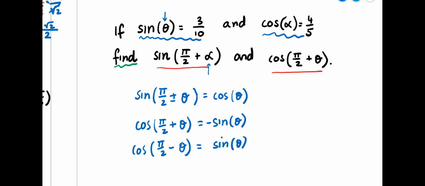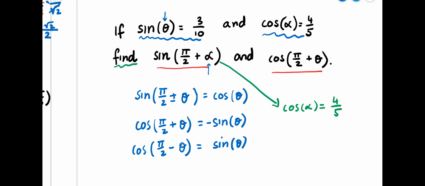So now that we know that information, how do we put it into practice? We're asked to find sine of pi on 2 plus alpha. And we know that sine of pi on 2 plus an angle is the same as cos of that angle. So this thing here is the same as cos alpha. Well, we've got that contextual information there. That's equal to 4 over 5. So I can say, oh, that's simply equal to 4 over 5. So sine of pi on 2 plus alpha is equal to 4/5.